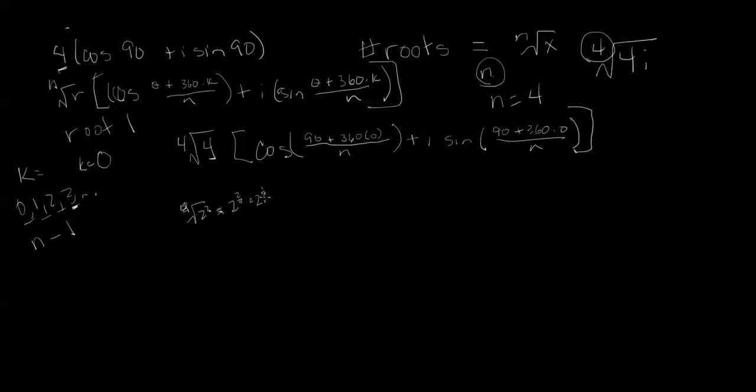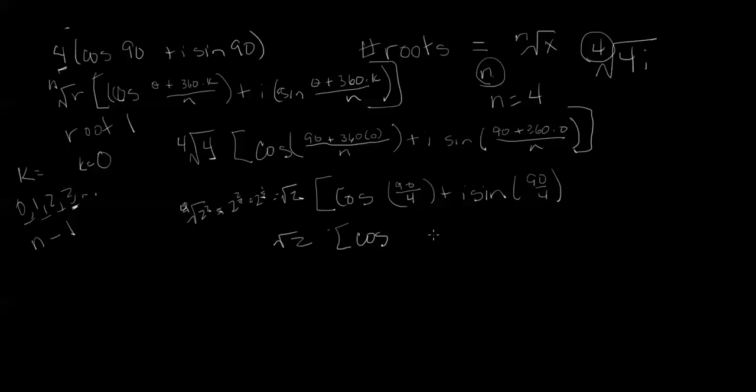If you didn't follow all that, see me. I'll help you figure out how to find those. So the fourth root of 4 is really the square root of 2 times cosine of 90 plus 360 times 0. Well, 360 times 0 is 0, so I just have 90, and n is 4. And the same thing happens down here. 90 divided by 4 is 22.5.